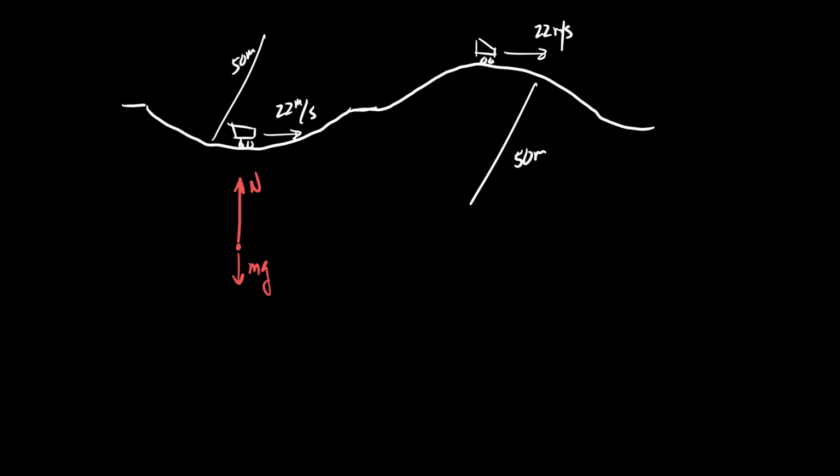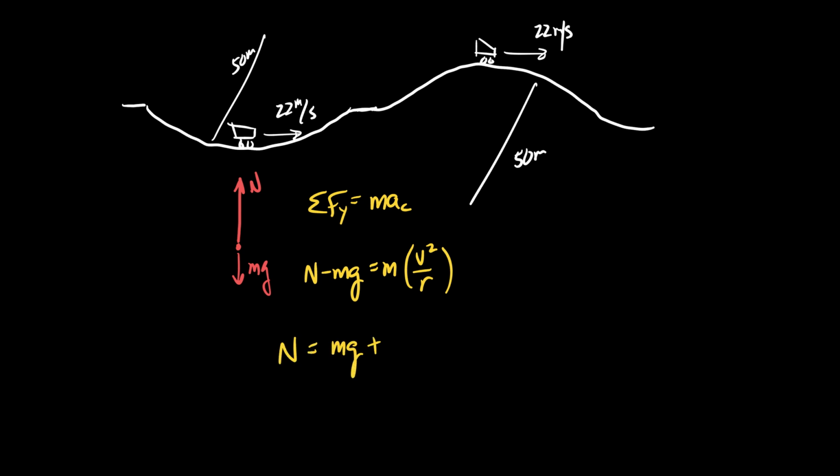This is a car traveling in a circle, so I'm not going to use omega. I'm going to use v. And here, the net force in the y direction has to be ma_c, because it's traveling in a circle. I see two forces, normal and weight. So normal minus weight equals m v squared over r. So I want the normal force. So normal equals mg plus m v squared over r. We have all those things, right?